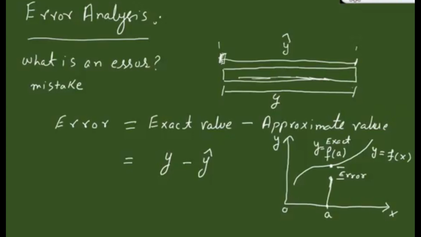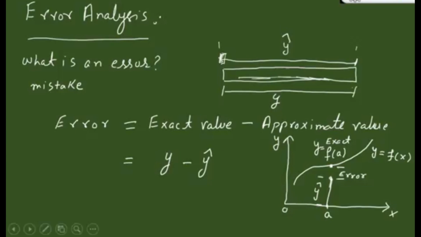So how do we define the error in this case? In the mathematical case, we can define error like this: the difference between the exact value of the function and the approximate value of the function at a particular point. In this case, the point is a. So I will call this height y cap, and this value, from there to there, y. If I compute the difference, I will get the error.